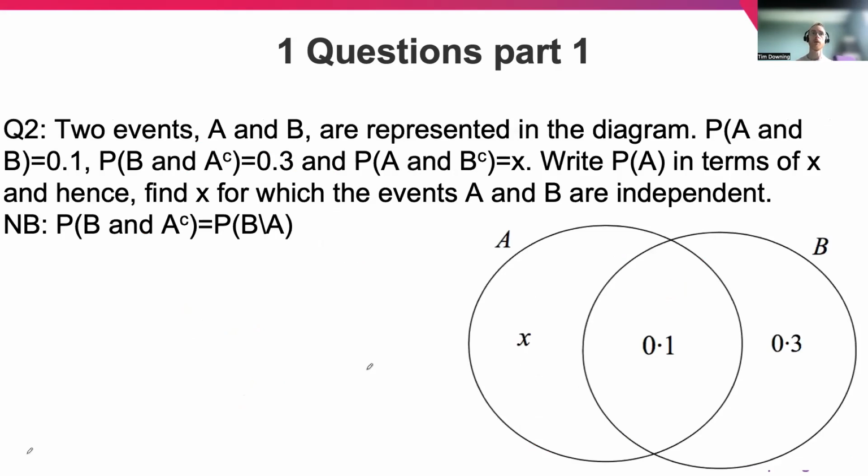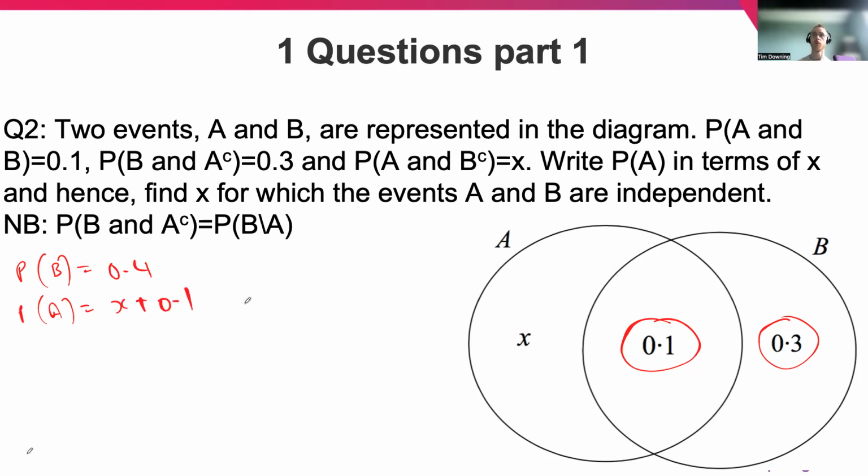So this question, we're thinking about two events A and B. They're represented by a diagram. A and B, here, this middle portion is 0.1. B and A complement, so that's this area here, is 0.3. And that obviously means that the probability of B alone is a summation of those areas, so that's 0.4. Probability of A and B complement is X. That means the probability of A is equal to X plus 0.1.